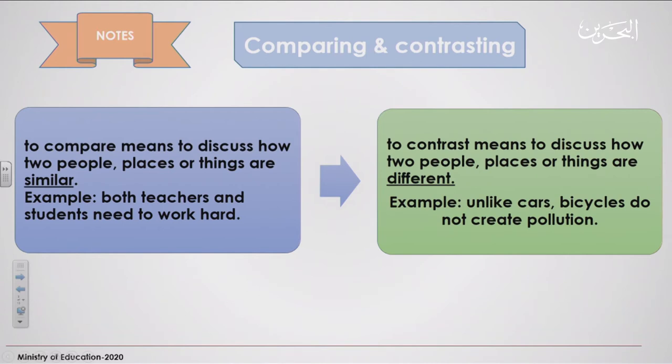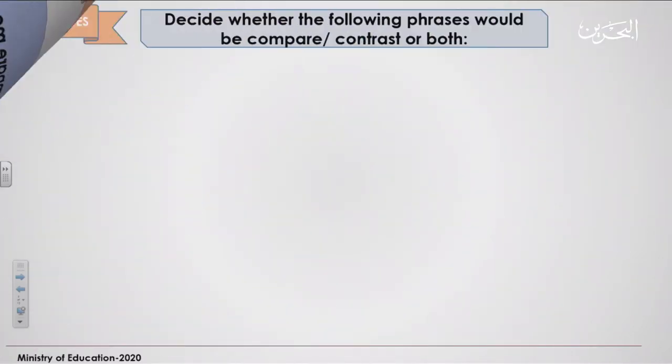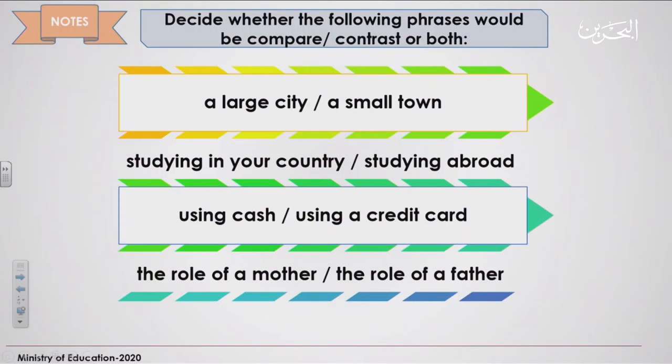Whereas the contrast, to contrast means to discuss how two people, places, or things are different. Examples, unlike cars, bicycles do not create pollution. So here, you say the things that are different. As easy as that.